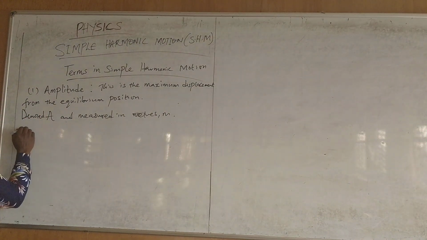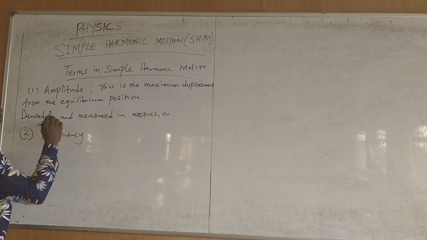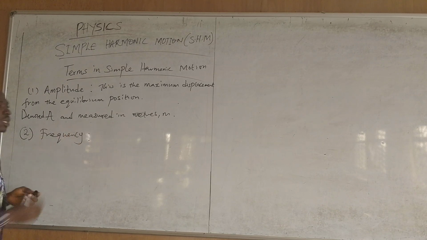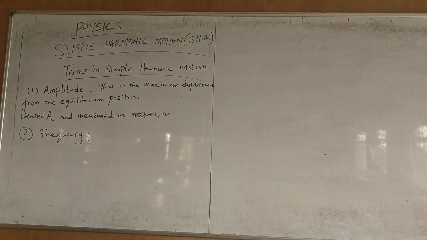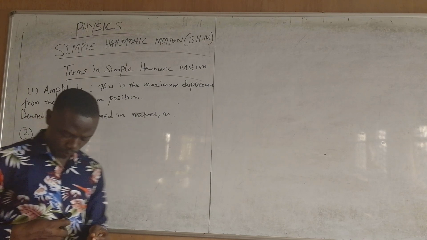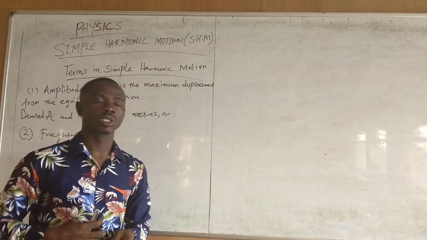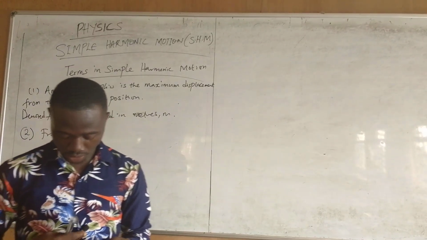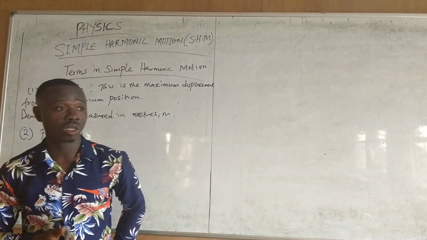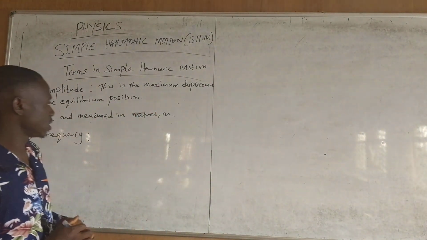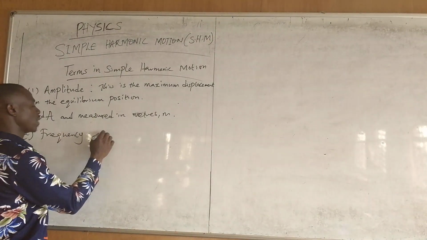Then number 2 term is frequency. What is frequency? I will not have that time to write everything on the board. Frequency can be defined as the number of oscillations completed in what? In 1 second. The number of oscillations completed in 1 second. That is what frequency is.